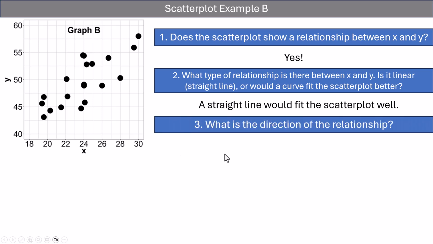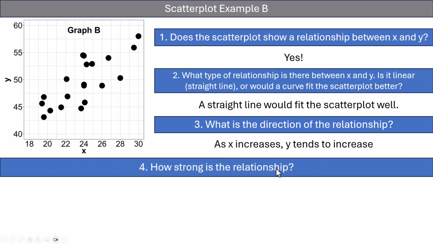Next, what is the direction of the relationship? Well, the direction is, as one variable increases, the other one also tends to increase. And sometimes we would call this a positive relationship. Positive in terms of scatter plots means the two variables go together, and negative actually means they go in the opposite direction. But in this case, we would say as x increases, y tends to increase as well, or we could say it's a positive relationship.